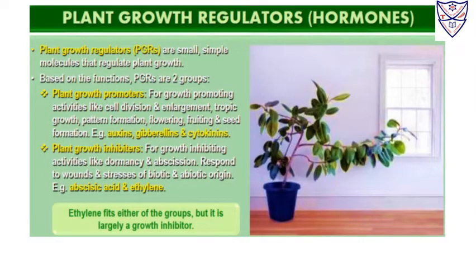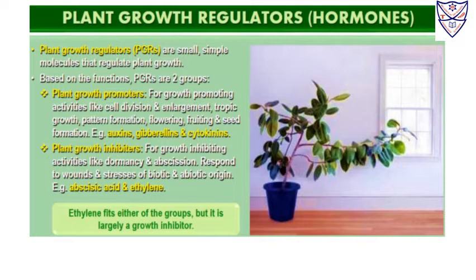Apart from this, there are plant growth regulators or hormones. So these are simple molecules that regulate the plant growth. These are of two types. Plant growth promoters. So they are for growth promoting activities like cell division, cell enlargement, tropic growth, like auxin, gibberellin, cytokinin are plant hormones. Then there are inhibitors.